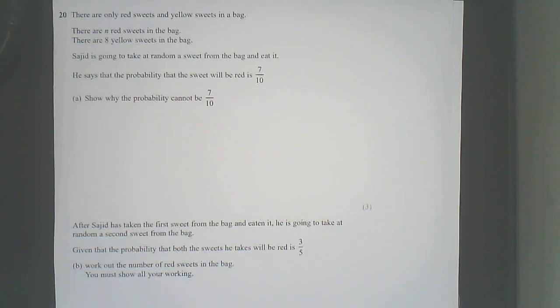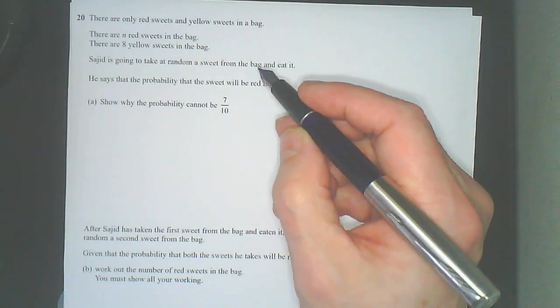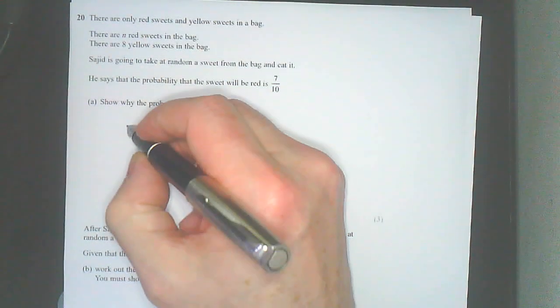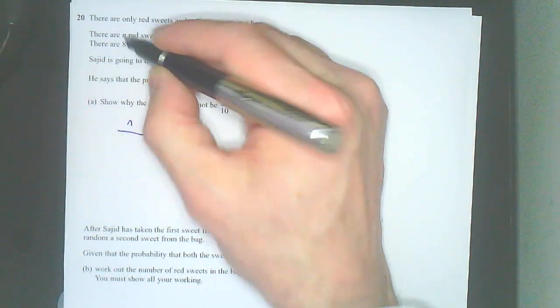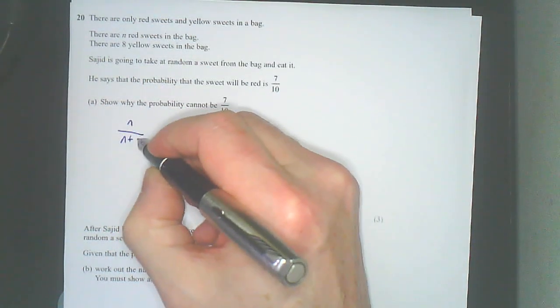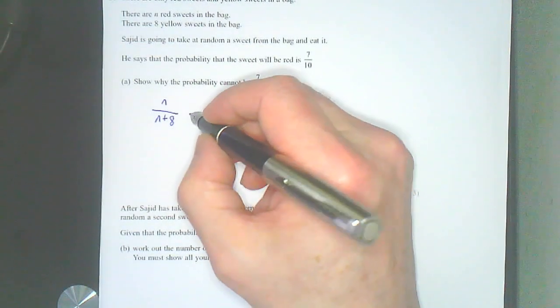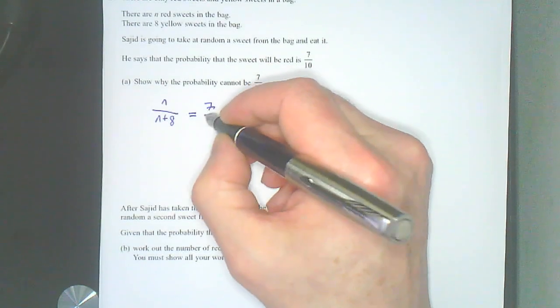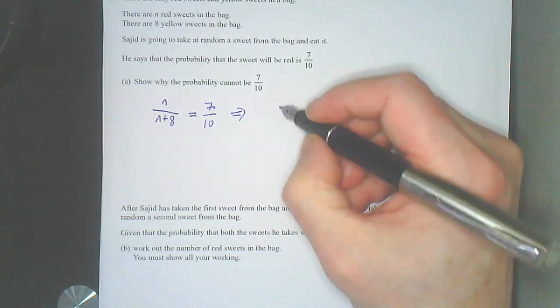So, here's my thoughts on this. If the probability is 7 out of 10, that means we've got n red sweets, and the total number of sweets must be n plus 8. So that's our probability of choosing a red sweet, and it's telling us that that is 7 out of 10. So let's work that through, see what we get for n.